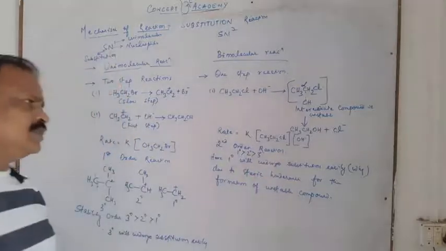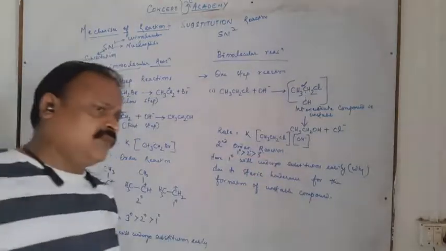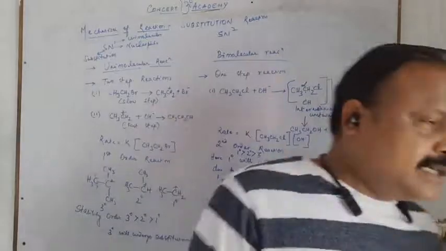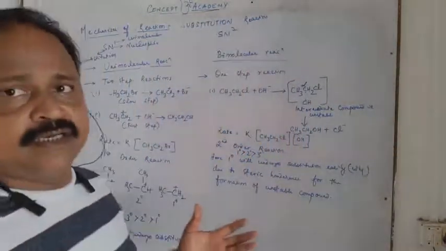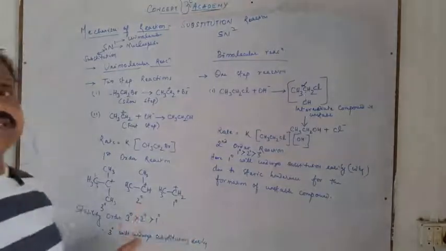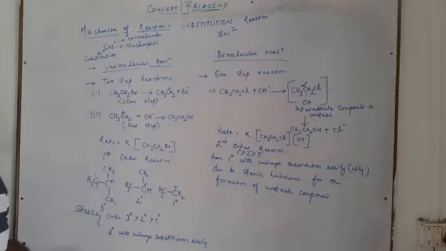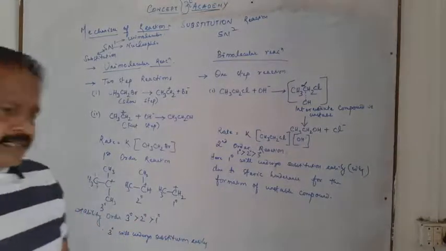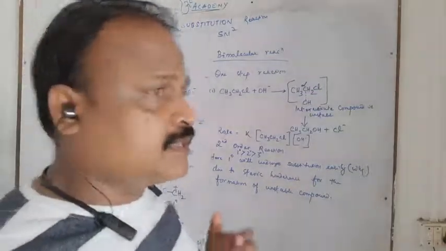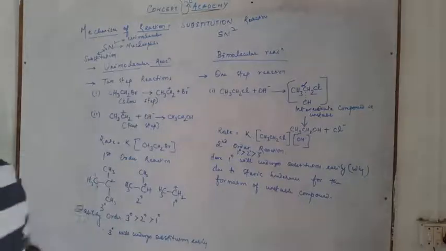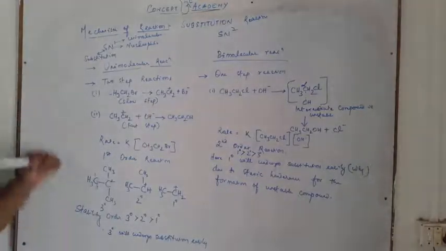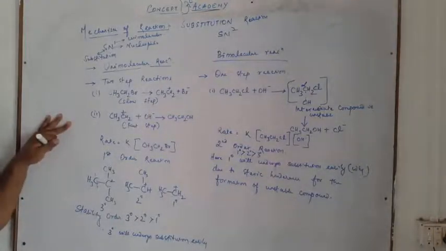Well, there is a question that is asked: why in case of the SN2 mechanism does the substitution reaction undergo easily with 1 degree, whereas in case of the SN1 mechanism the substitution reaction undergoes easily with 3 degree? What is the reason? Why? Well, you can write it, just note it down.